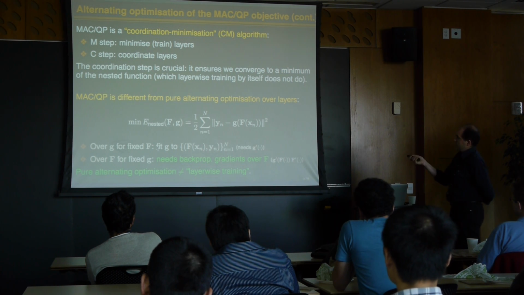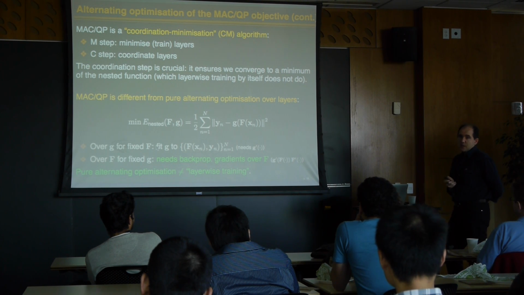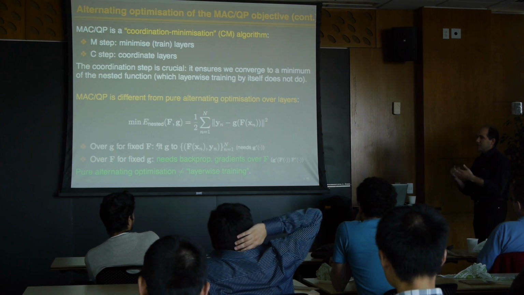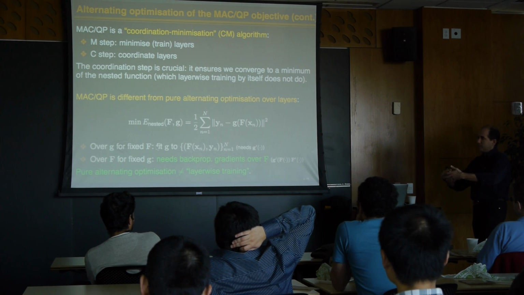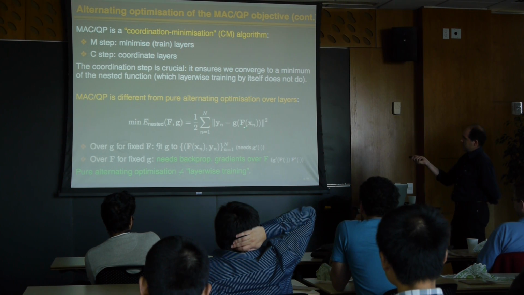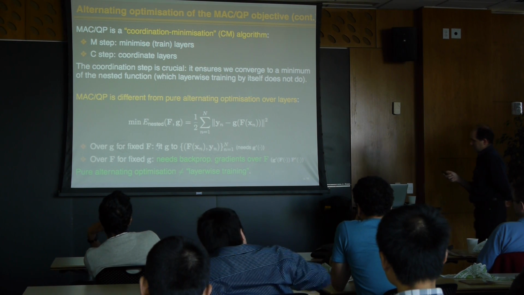Because if you do that, then when optimizing over F for G fixed, you still have to use the chain rule to compute the derivatives of F, which is inside G. So it's not like fitting F by itself, as if there was no G there. F is embedded inside G. So this alternating optimization is not like layer-wise training.